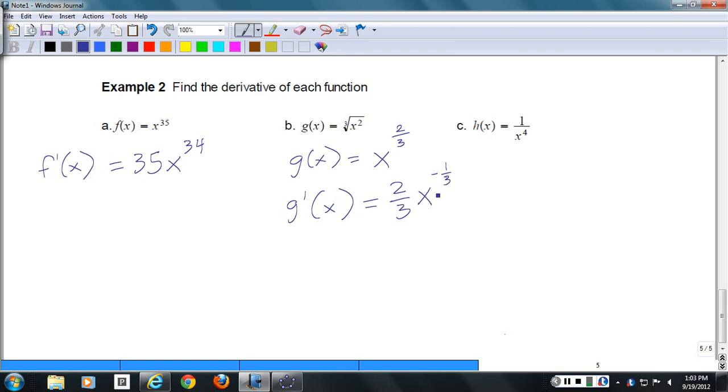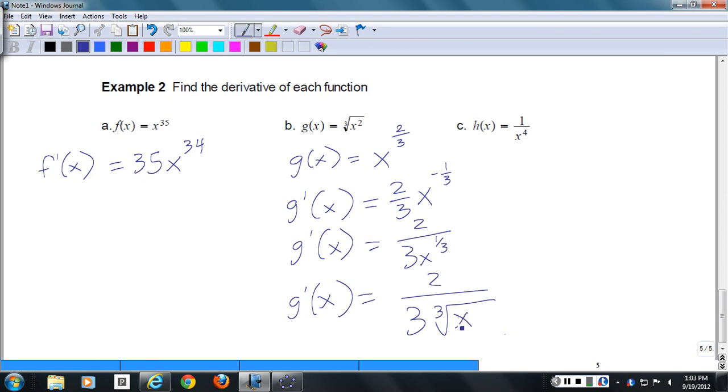Would it be negative 1/3? Yes, negative 1/3. And then we probably want to write the final answer so that it doesn't have a negative exponent. In fact, probably want to write the final answer so it involves a radical, because the original expression involved a radical. So a couple of steps. G prime of x equals 2/3 x to the negative 1/3. Negative exponent, slide it down to the denominator and change the sign of the exponent. It becomes positive. And so g prime of x equals 2 over 3 times the cube root of x. There we go. So this would be the derivative in this case.